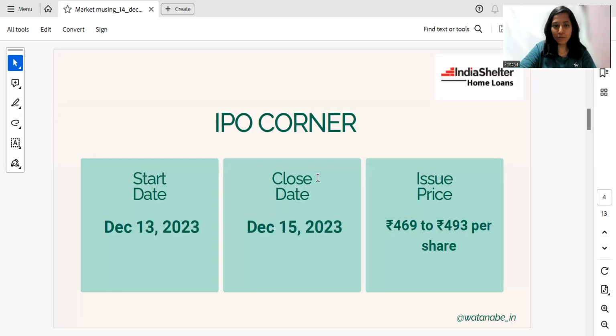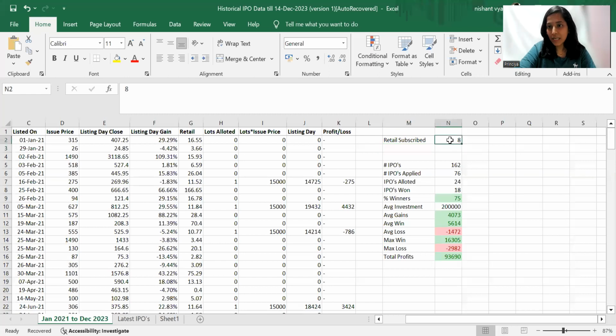Now, this IPO started on 13th of December, and the close date is today, that is 15th of December. The issue price is ranging between 469 rupees to 493 rupees per share. Now, let me take you to the stats part. Till date, the retailers have subscribed by more than 8 times in this company. So here we have taken the number as 8.